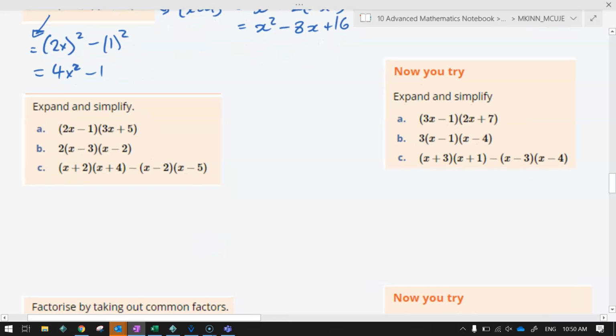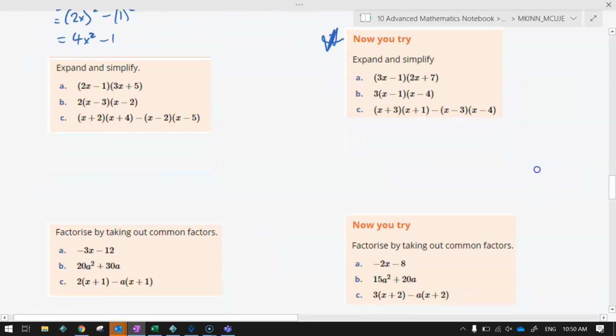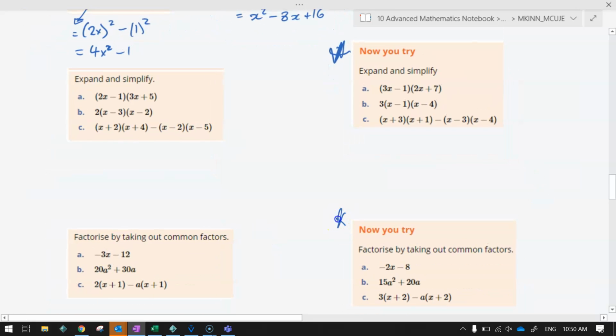Expand and simplify. Same procedure. You know how to do these ones. I don't think you need me to show you the next set. You know how to do your expansion. So straight away onto the next three on the right. If you're not sure which three, I'll put a little asterisk there. And then I'll let you have a go at the factorizing too.